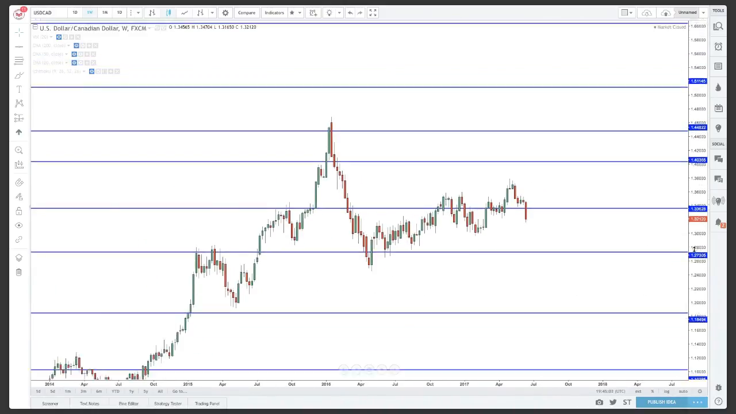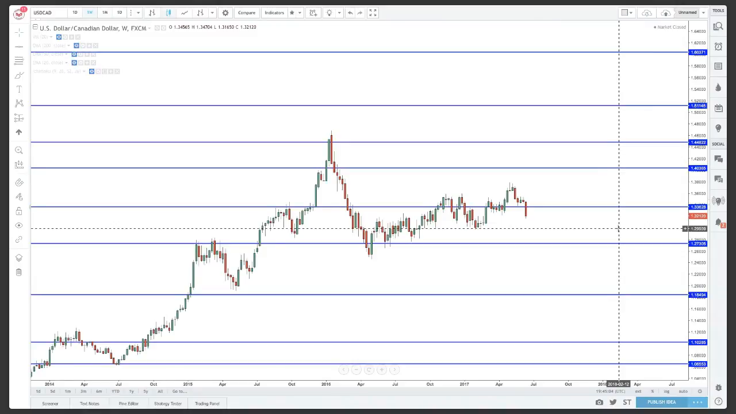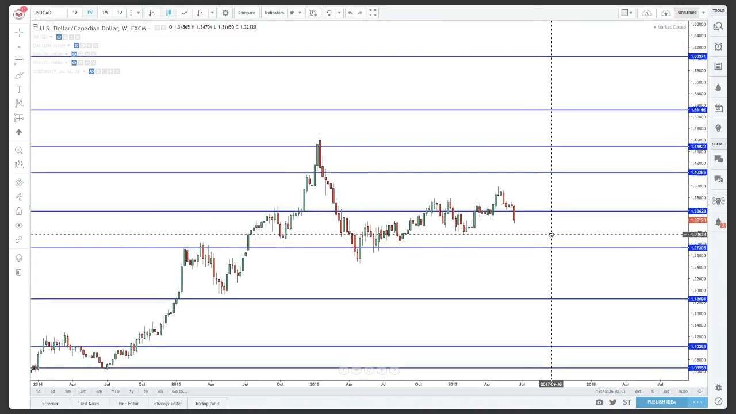So what we're going to mark down on our analysis checklist is that it's currently mixed market structure. We're not seeing lower lows and lower highs.